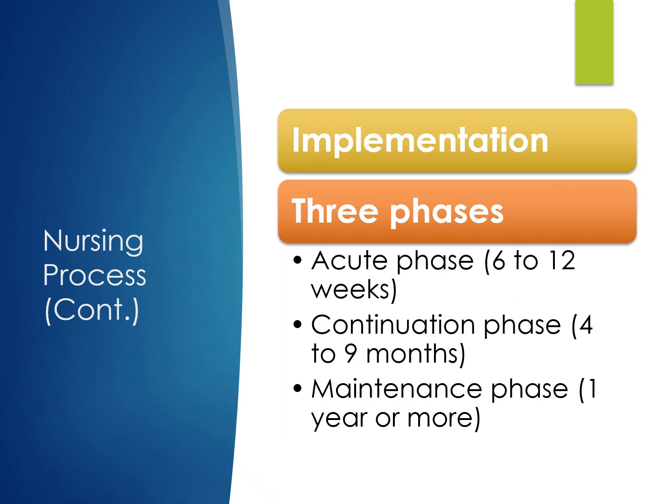The implementation phase occurs in 3 different phases. So depression treatment occurs in the 3 phases, number 1 being the acute phase, which is 6 to 12 weeks. And then there's the continuation phase, that's 4 to 9 months. And then the maintenance phase is 1 year or more.